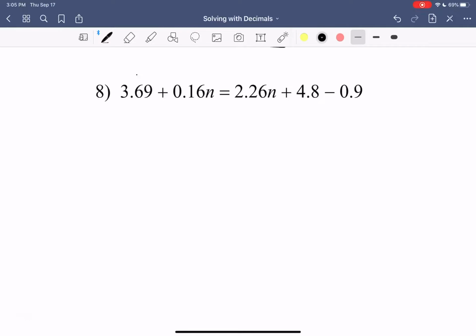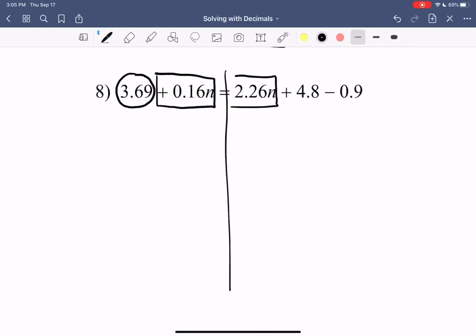So here we have circling constants, boxing variables, line at our equal sign, box variable, circle constant, and circle constant. All right, so on the left side, we are going to see that there are no like terms. We have a constant and a variable, so those can't be combined. And right here we have only one variable, but we do have two constants. So we're going to have to combine those without changing any signs.